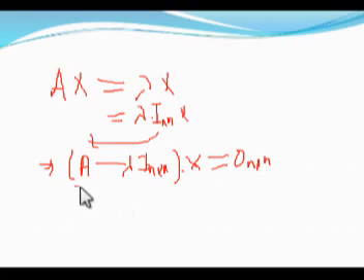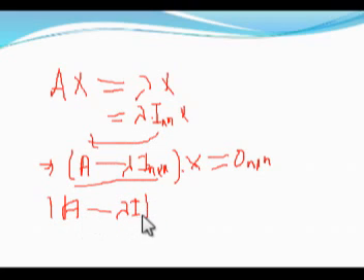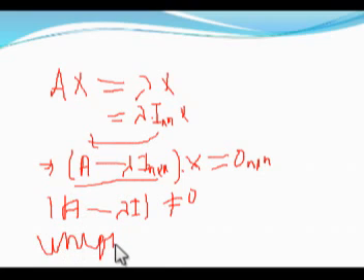So now, if the determinant of this matrix A minus lambda I is not equal to zero, you have to take that A and lambda I have the same number of rows and columns. Both are square matrices of the same order. If the determinant is not equal to zero, then there is a unique solution of X. We will get a unique solution.